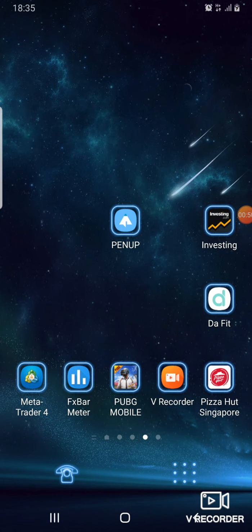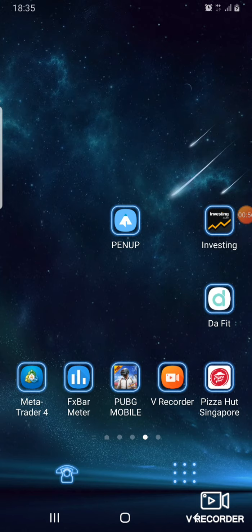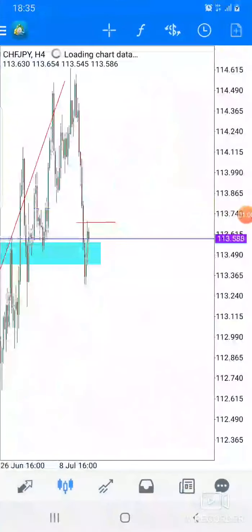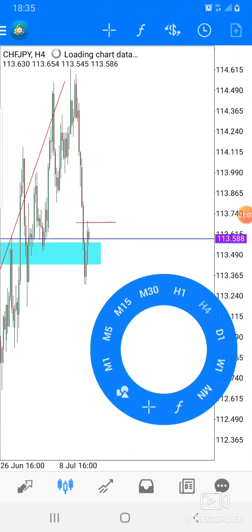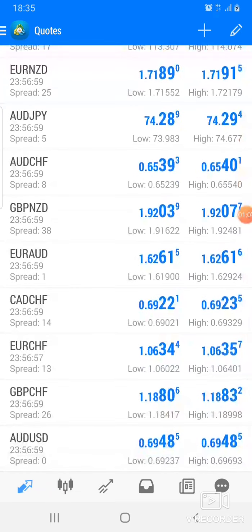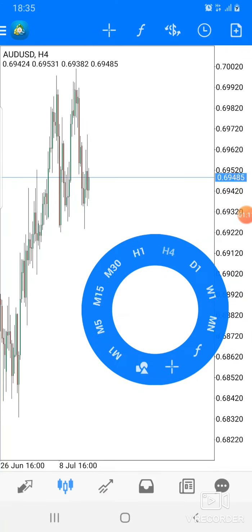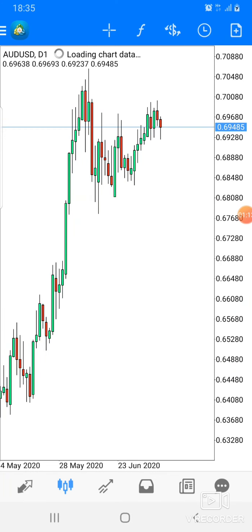This is how I do it and how I share with you about marking proper levels, which is from the left to the right and not from the right to the left. I'm going to give an example based on Aussie USD. Always begin with a clean chart so that you can see.